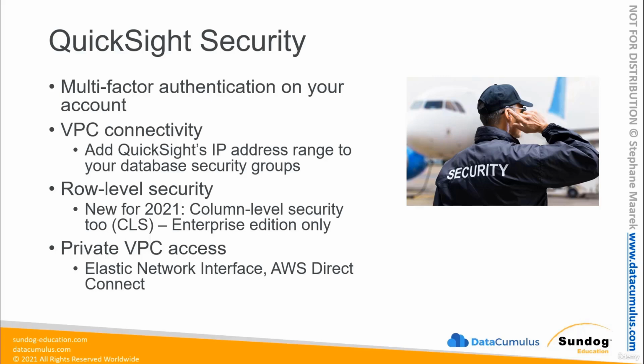In late 2020, they also added column-level security, or CLS. This is only present in the Enterprise edition of QuickSight, but it does allow you to manage security at the column level as well as the row level now.